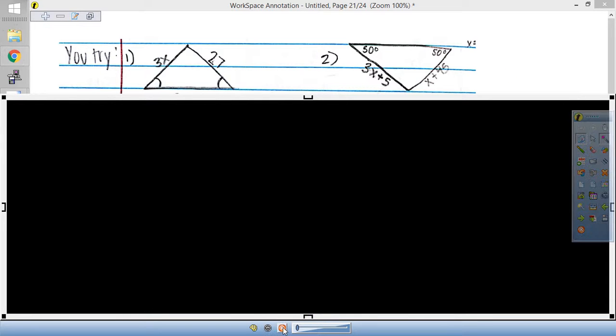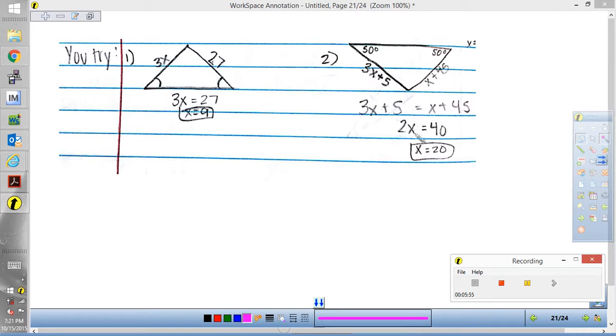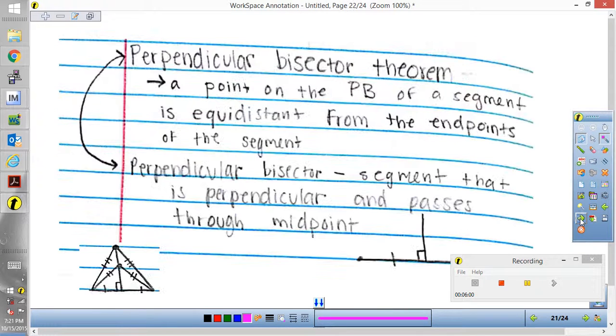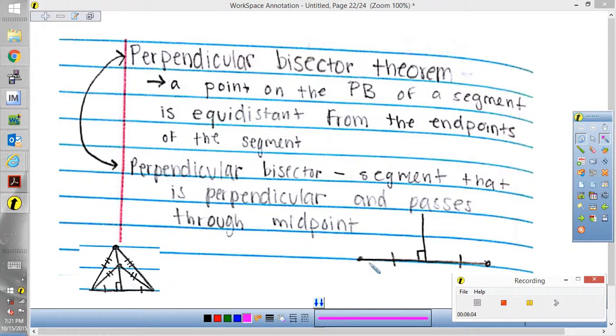Okay, you should have had a chance now to try those. Let's go over those answers. You should have gotten x is equal to 9, and over here x was equal to 20. Remember, listen to the notes first. We're going to be talking here about the perpendicular bisector theorem.